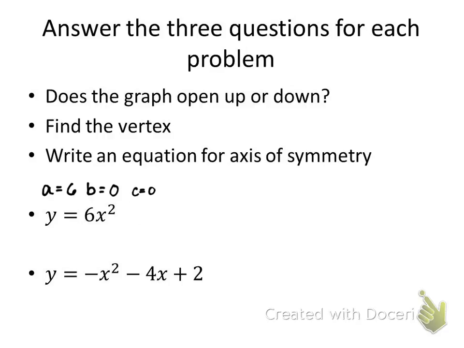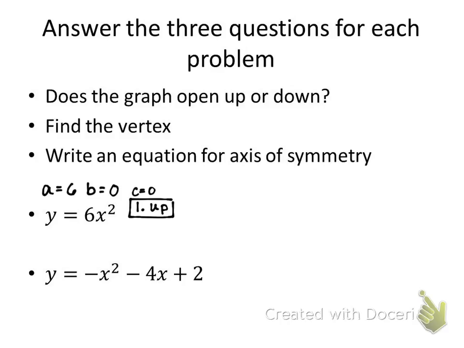So the first question that it's going to ask us is, does it open up or down? Up. How did you know that? Because A is a positive number. Anytime A is positive, our graph opens up. When A is negative, our graph opens down. Does it have anything to do with B or C? Nope. Nothing at all. Okay, so there's the answer to question number 1.